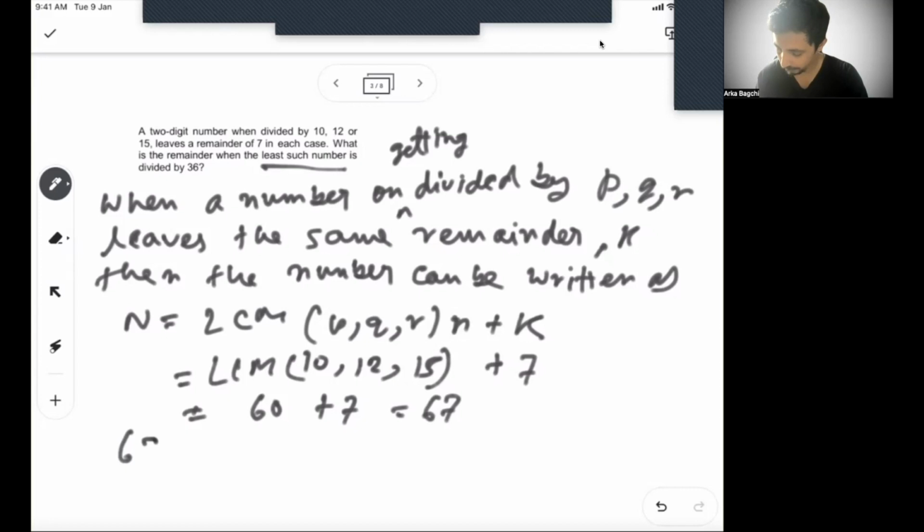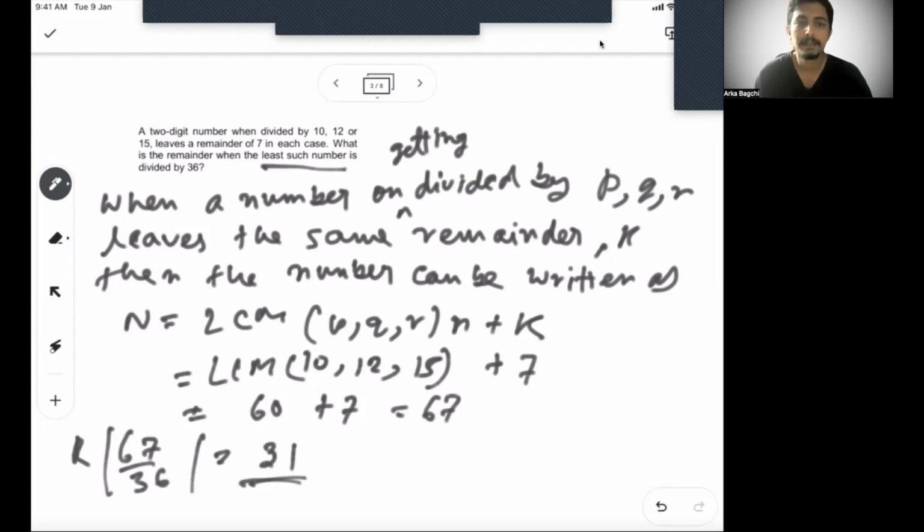When 67 is divided by 36, you have a remainder of 31. So 31 is your answer.